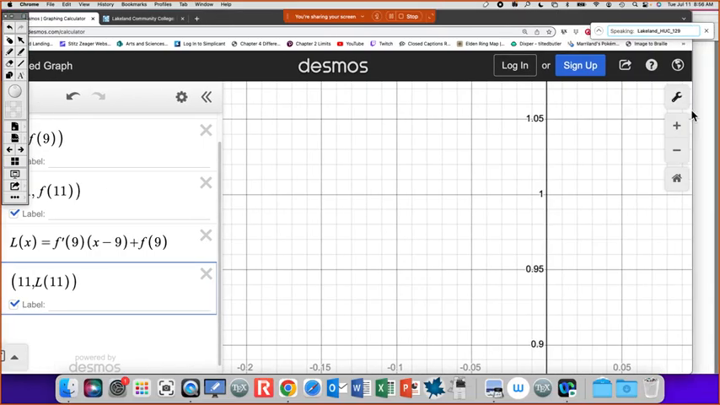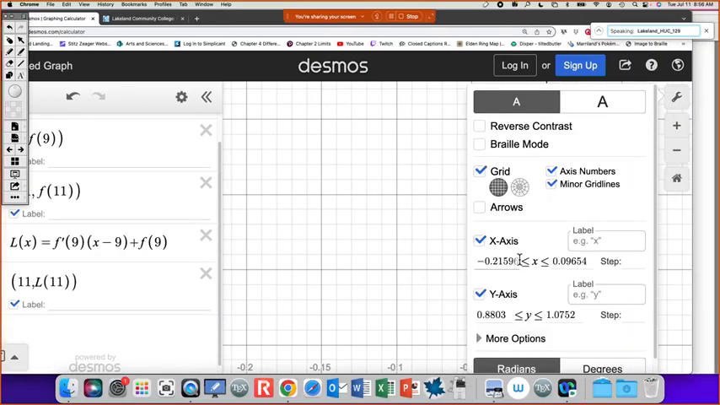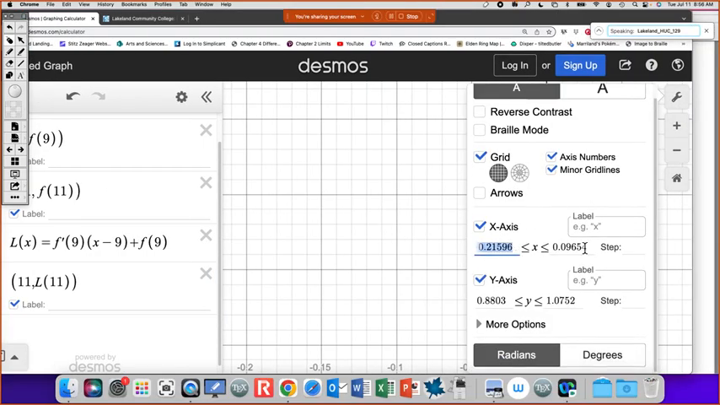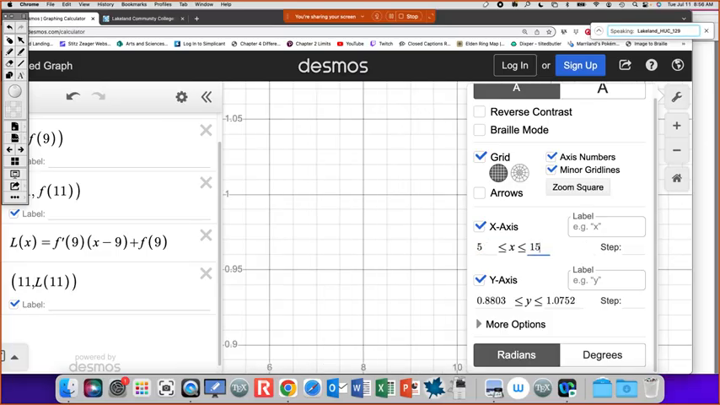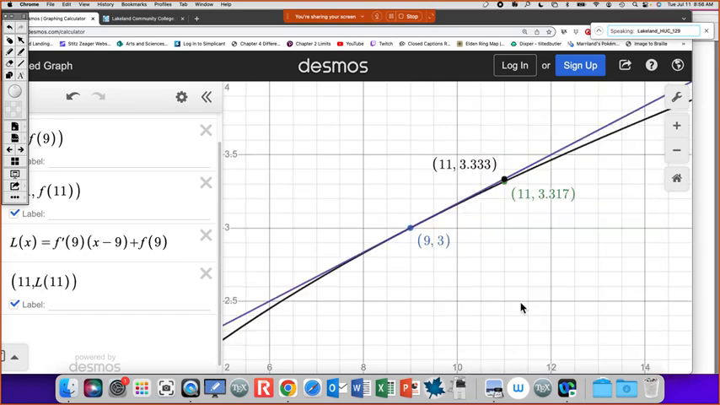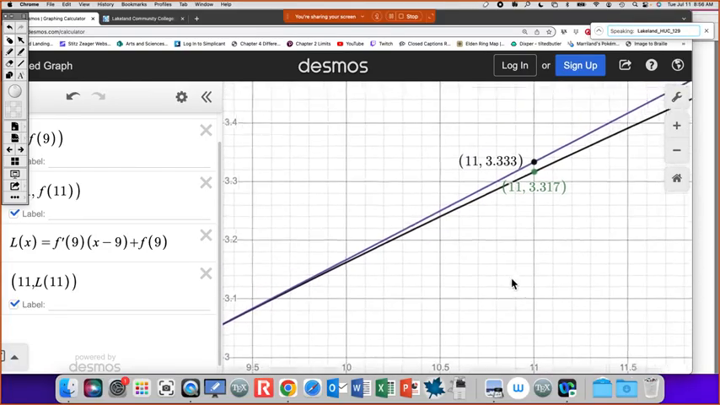Okay. And now we have to readjust our window here. We want to be around, we've got to go from like 9 to 11. So I don't know, this is 5 to 15 maybe. Get a nice view. And we know we're around 3, so maybe 2 to 4. Okay. So now you see the local linearity at 9. Let's zoom in here.